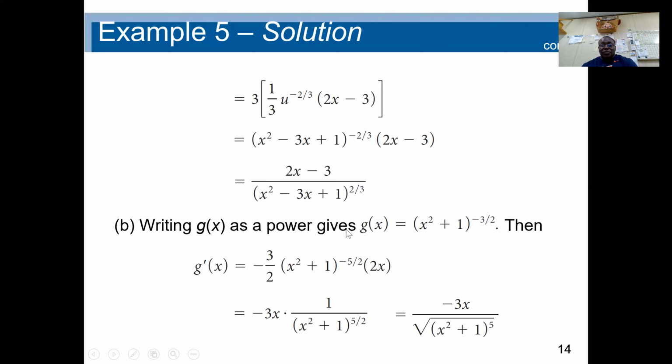So this is part b. They say we should write g(s) as a power, which gives g(s) equal to (s squared plus 1) raised to the power negative 3/2. So here we know the power rule: negative 3/2 times (s squared plus 1) to the power negative 3/2 minus 1. So here we just have to simplify the expression. And then we get negative 3s over the square root of (s squared plus 1) raised to the power 5.